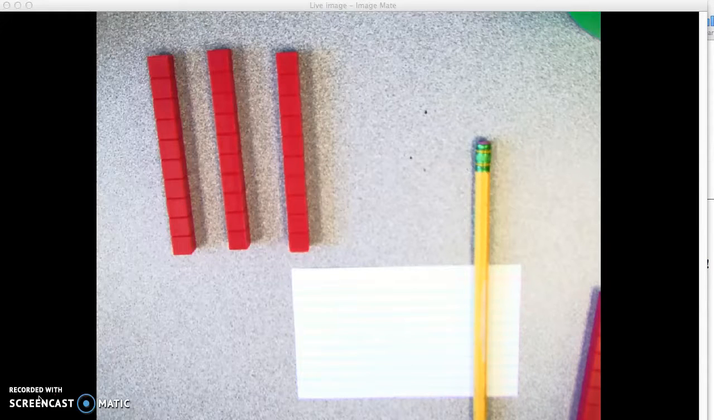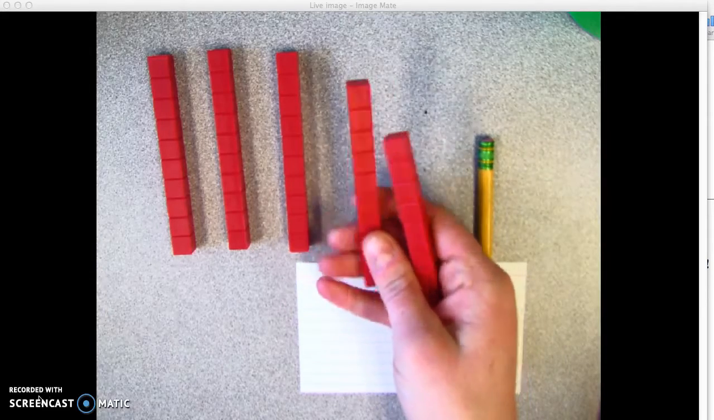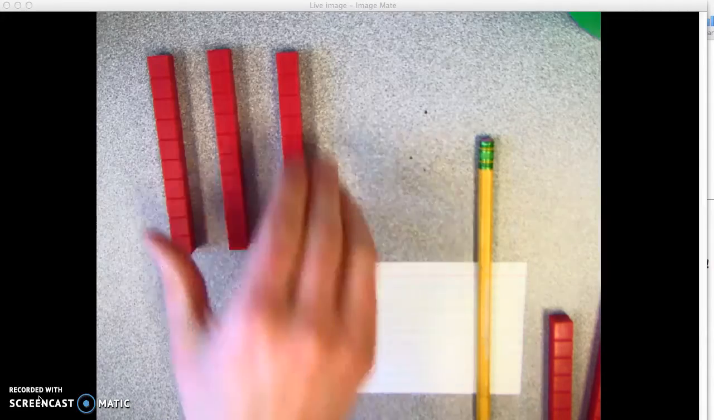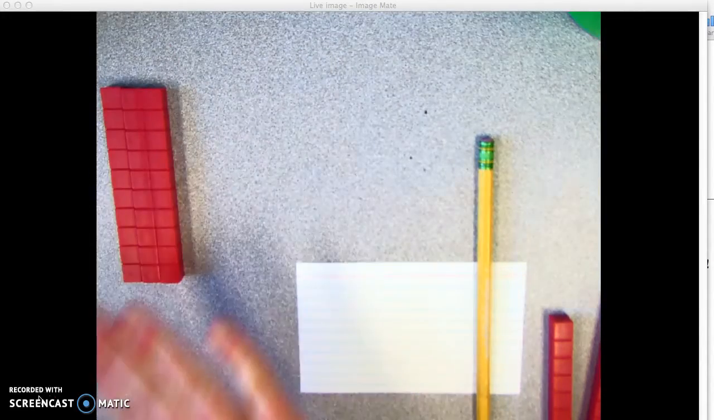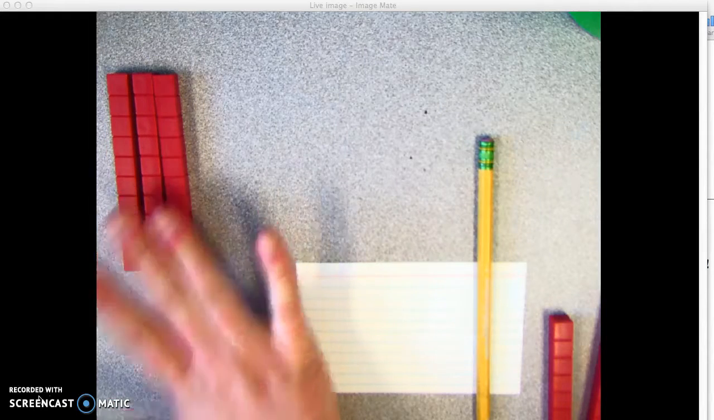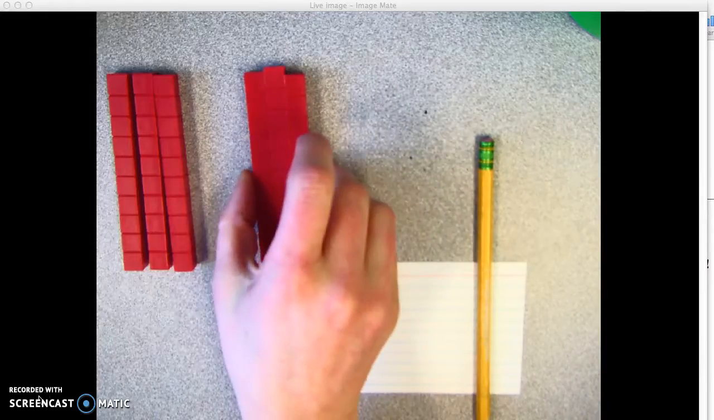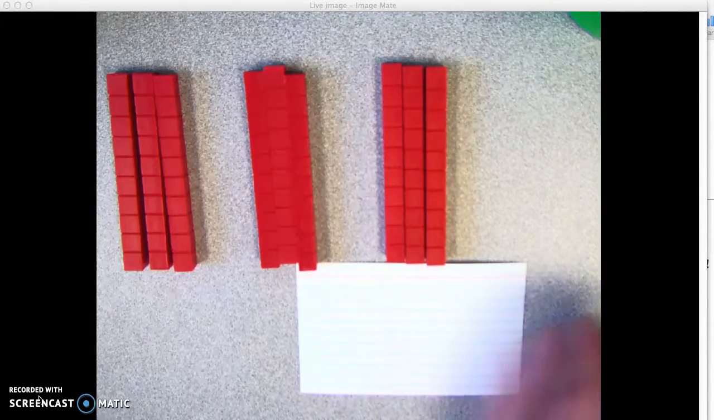Place another 2 sets of 30 using base 10 blocks. Now, notice I'm not saying another 2 tens. That's not what we're saying. We're saying another 2 sets of 30. This is 1 set of 30. Show me 2 more sets of 30. Here's 1 set of 30, a second set of 30, and a third set of 30.